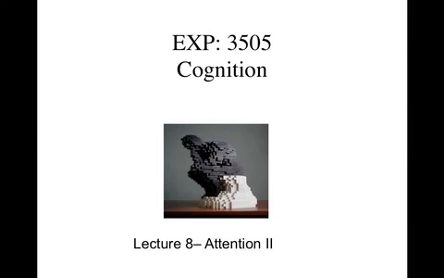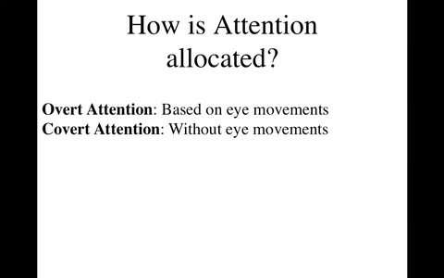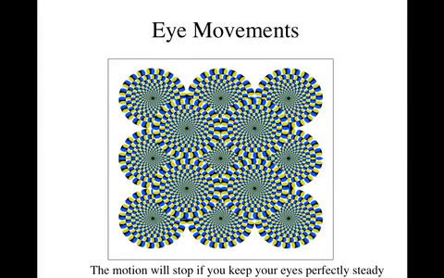Okay, we start lecture 8, which is the second lecture on attention. We discussed how attention is allocated. Overt attention is based on eye movements, and covert attention is without eye movements. Even though eye movements are typically very strongly correlated with attention, and usually where we're paying attention is where we're fixating, as we saw, covert attention is also possible. So attention is really about what you're processing, not, for instance, what you're looking at in the sense of what's in the center of fixation.